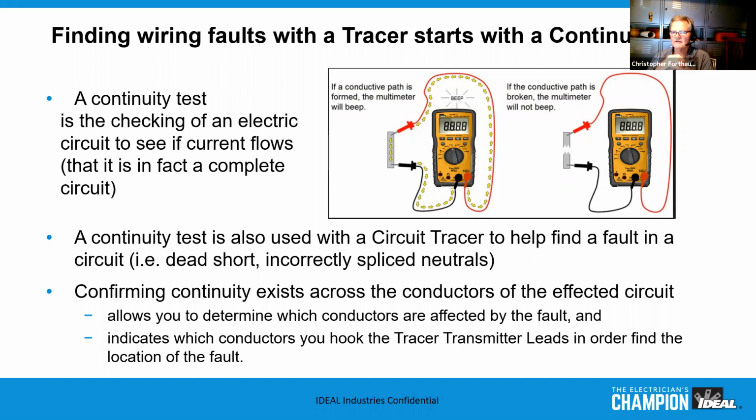What that does then is tell you which conductors you actually want to put your lead set on for the transmitter. So you would literally take, in the case of splice neutrals, two neutrals that have passed the continuity test. You'd basically, with the alligator clips in the kit, clamp those onto the respective neutrals, and then turn the transmitter on, and it'll allow you to find that splice neutral condition.